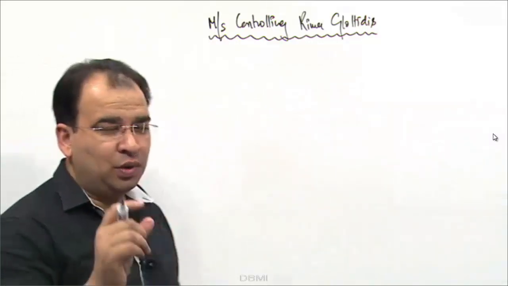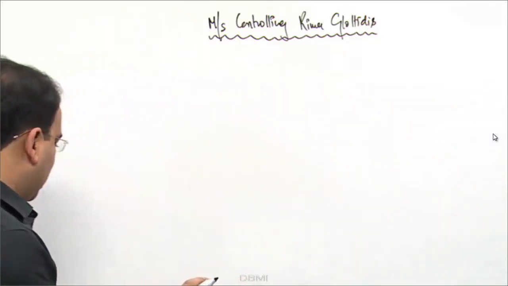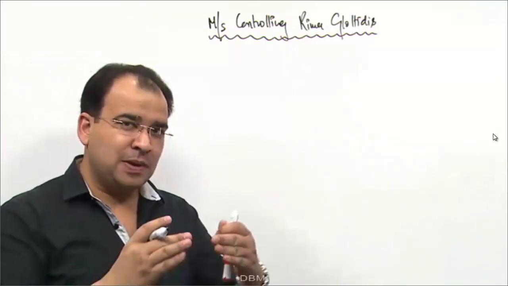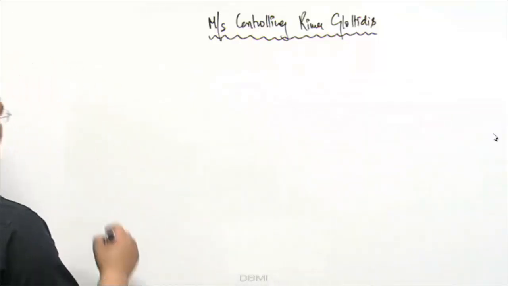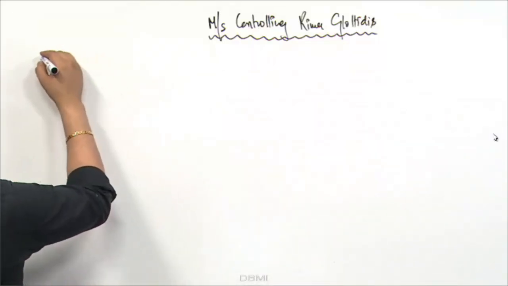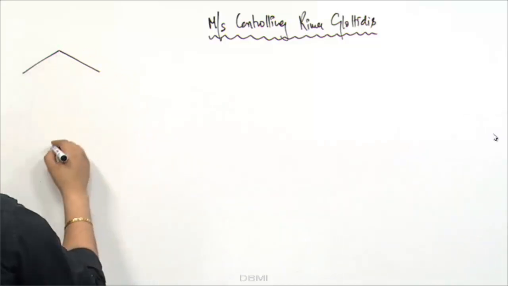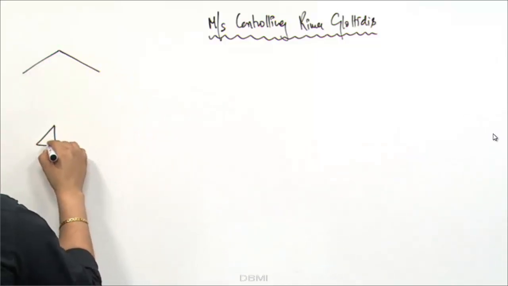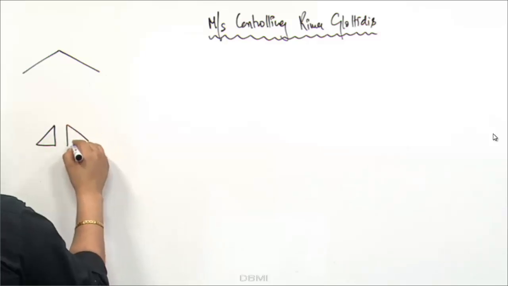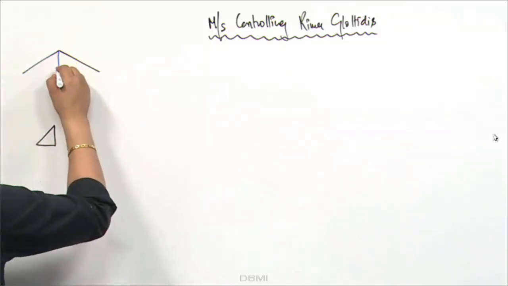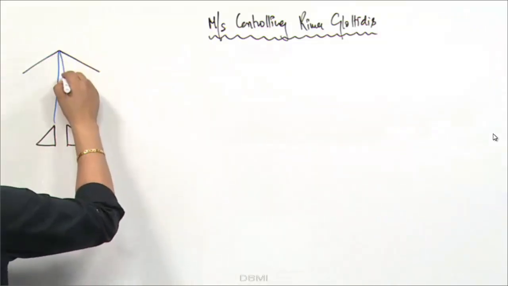First of all, we should know what exactly is rima glottidis. Now rima glottidis is not only the space between the two vocal cords, it is also the space between the two cartilages. If you take a transverse section, guys, let's say this is thyroid cartilage, and there we have the two arytenoids, and let's say these are the vocal cords. Mind you, this is the transverse section.